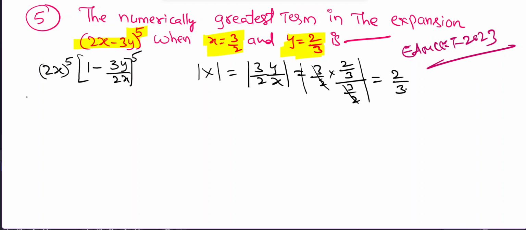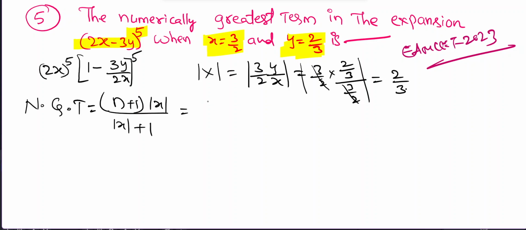Now we find the numerically greatest term. NGT is equal to, this is the formula, (n plus 1) into mod X by (mod X plus 1). Here n value is given, 5 plus 1, 6. Mod X value is 2 by 3, over 2 by 3 plus 1.